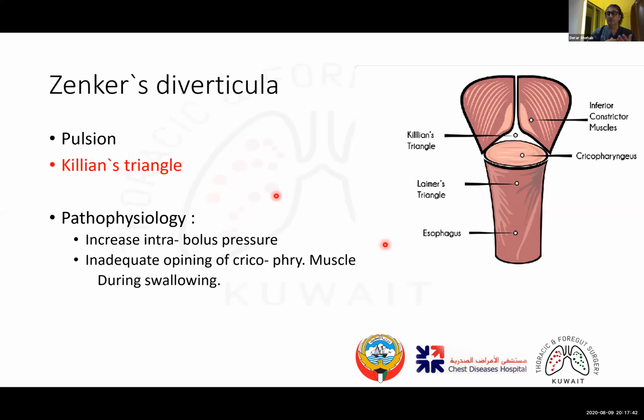The pathophysiology behind it is an increase in intrabolus pressure during swallowing, with an inadequate opening of the cricopharyngeal muscle during swallowing and during the bolus. So with time, this area actually becomes bigger and weaker. Eventually, you're going to end up having a diverticulum.